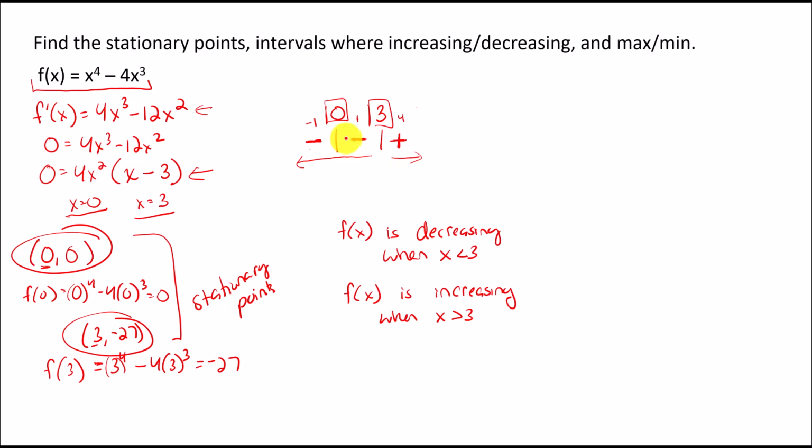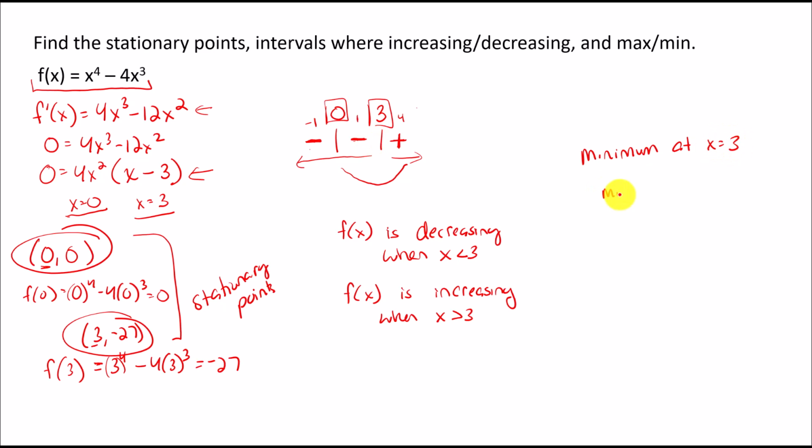And now we're going to use this sign chart to determine if we have a maximum or minimum. Now, this one doesn't change signs at 0, so that one is neither a maximum or a minimum. But at 3, it changes from decreasing to increasing. So it was decreasing and then increasing. So that has to be a minimum point. So we have a minimum at x equals 3.